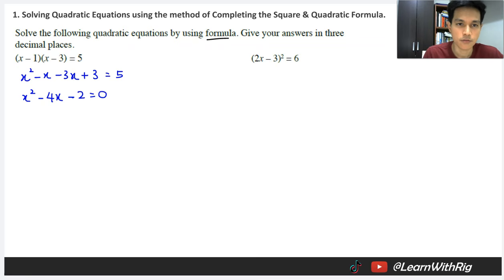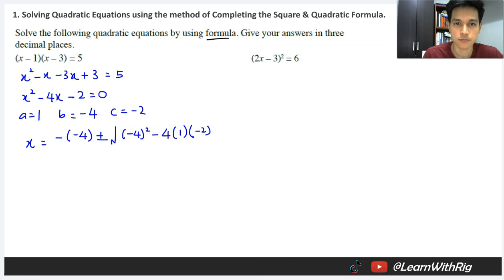So from here, you've already found your a, b, c values. So a is equal to 1, b is equal to negative 4, and c is equal to negative 2. So now you can start using the formula. So what is x? x is equal to minus b. So minus b is negative 4, plus minus the square root of b squared. So what is b? Negative 4 squared, minus 4a, a is 1, c is negative 2. Square root the whole thing over 2a. What is a? a is 1.